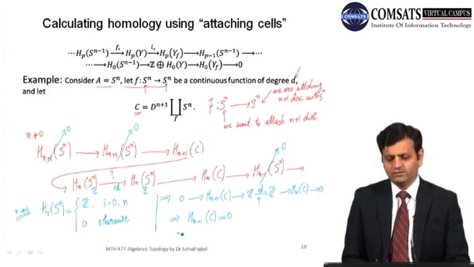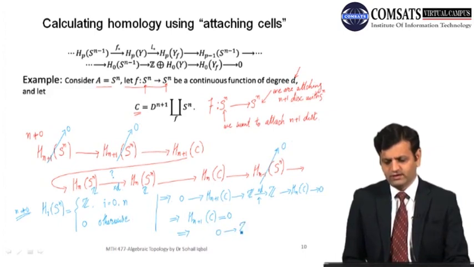So this whole discussion leads us to the following: 0 goes to Z, goes to Z, goes to H n C, goes to 0.